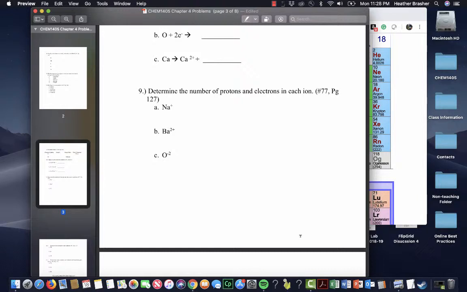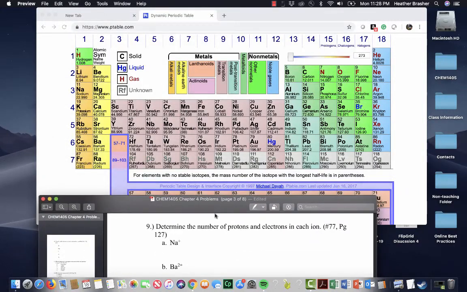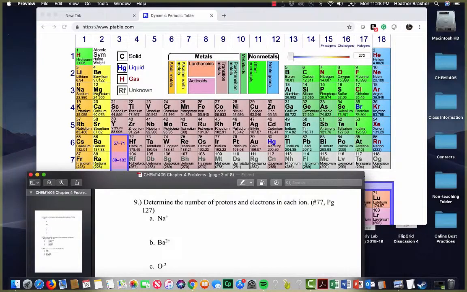So now we're on number 77. And we want to go and figure out how many protons and electrons we have in each ion. So let's go. We're going to use our periodic table again. And we're going to figure out what we have here. So let's find sodium. Sodium is over here. And this is where you have to figure out what we've learned from in the past. So we have an atomic number that is 11. And we have the atomic mass that is 22.99.